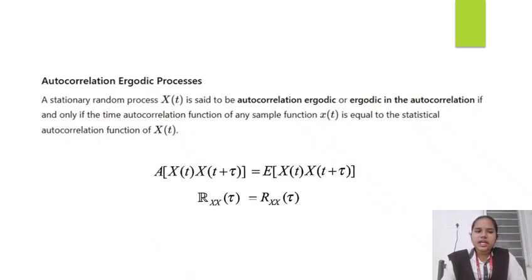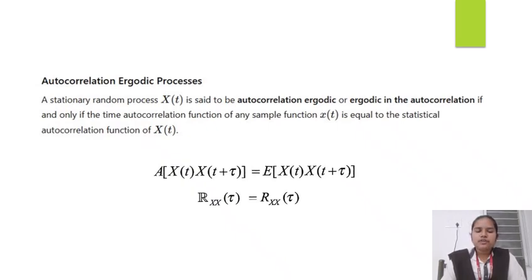And we see the autocorrelation ergodic process. A stationary random process x of t is said to be autocorrelation ergodic, or ergodic in the autocorrelation, if and only if the time autocorrelation function of any sample function x of t is equal to the statistical autocorrelation function of x of t. That means A of x of t into x of t plus tau equals E of x of t into x of t plus tau, represented by Rx of tau and Rxx of tau. Here A represents the time average and E represents the ensemble average.